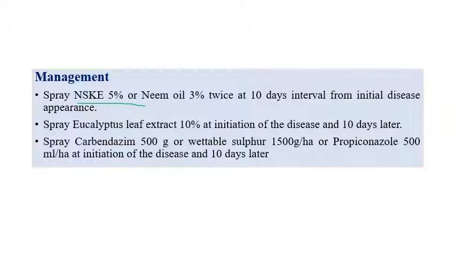Spray carbendazim at the rate of 500 gram, or wettable sulfur at the rate of 1.5 kilogram per hectare, or propiconazole 500 ml per hectare at the initiation of the disease and 10 days after initiation of the disease. Here, two sprays can be recommended especially for these pulses. One spray at the initiation of the disease and the second spray at 10 days after the initiation, and we can see whether the disease is suppressed or not. If it is a little bit more, or not much suppressed, then we can go for another spray at 20 days after the initiation of the disease.